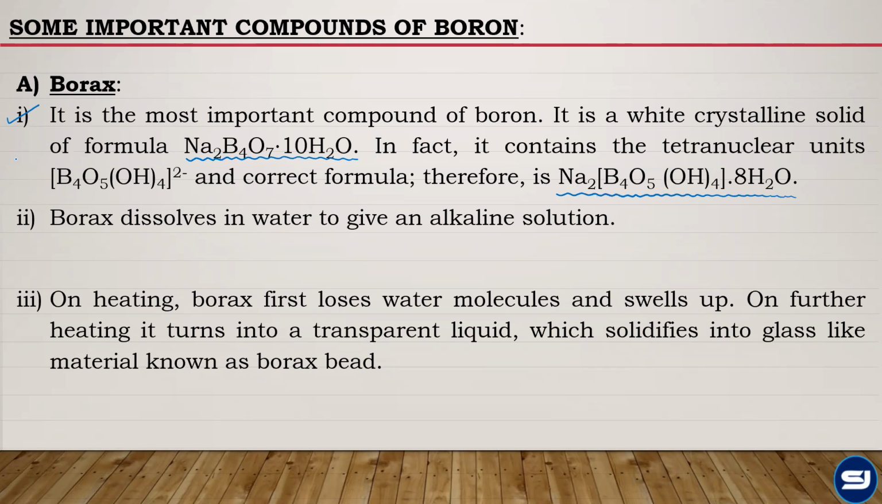Then borax dissolves in water to give an alkaline solution. So borax is a salt, और सॉल्ट को पानी में डालोगे तो it will hydrolyze करके the cation will form NaOH, and the boron will form the acid which is H3BO3. The combination of this is a strong base with a weak acid, तो solution बन जाएगा alkaline, and alkaline solution का pH जो है वो greater than 7 होता है.